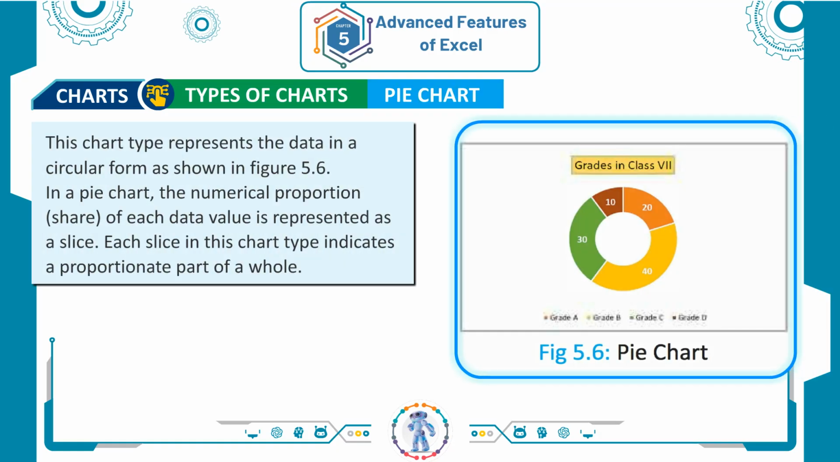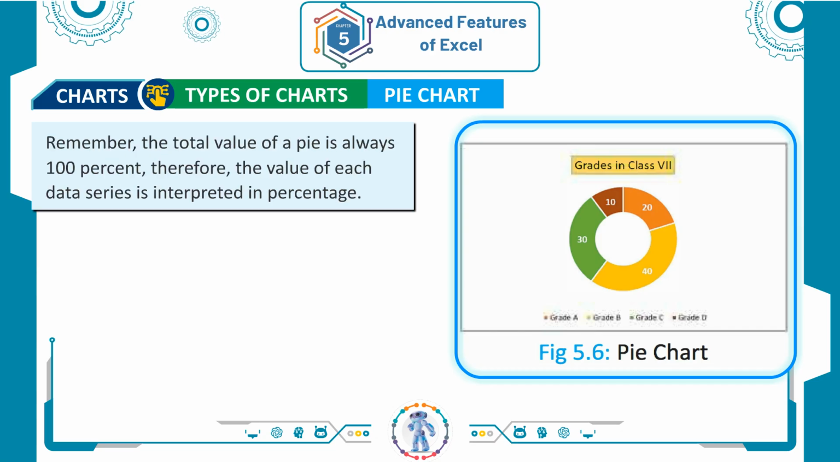Pie chart. This chart type represents the data in a circular form as shown in Figure 5.6. In a pie chart, the numerical proportion share of each data value is represented as a slice. Each slice in this chart type indicates a proportionate part of a whole. Remember, the total value of a pie is always 100%.